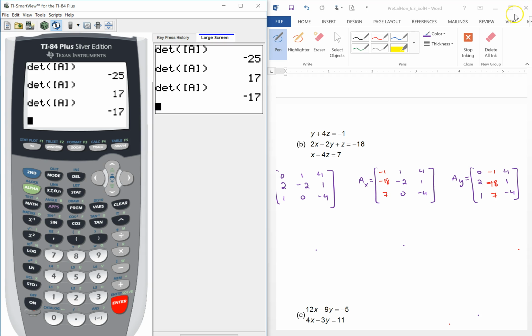All right, so really you have to use it to your advantage. So here's what I'm going to do. Find the determinant. Okay. Somebody find the determinant of AY and somebody else, AZ. I'll do AY.